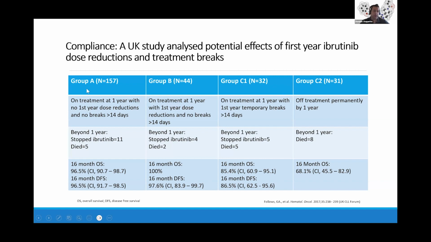There is another study in the UK that had 3 groups, one that was split in 2. So group A was, in the first year, there were no dose reductions or breaks longer than 14 days. On group B, there was dose reduction, but no breaks longer than 14 days. And group C, there were breaks more than 14 days. And there was the other subset C2, which were half a treatment.